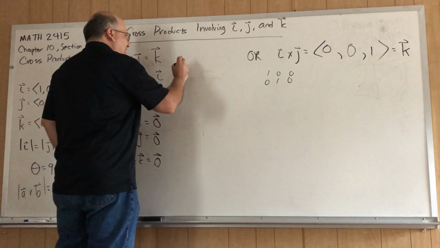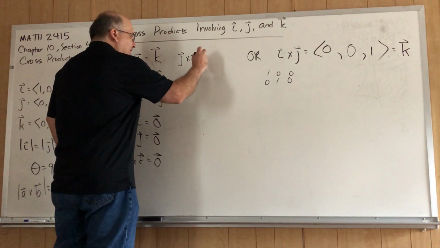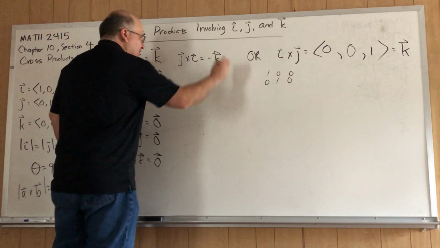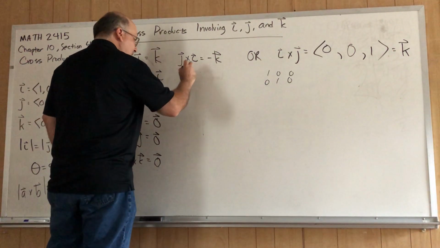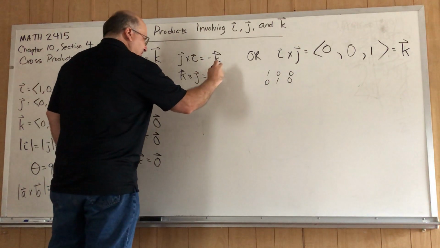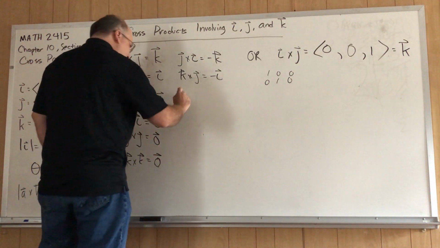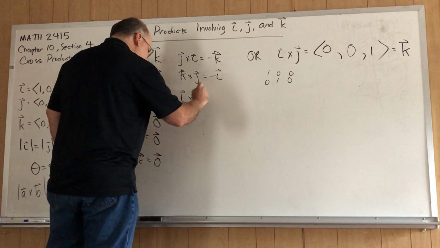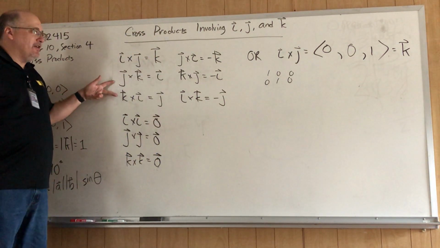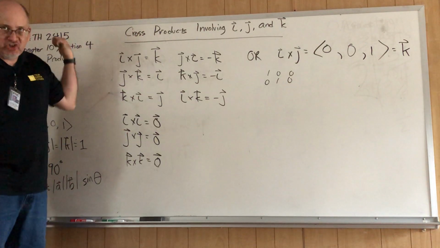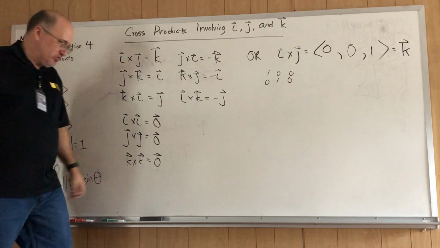So j cross i is equal to negative k. Think about the right-hand rule. k cross j is equal to negative i. And i cross k is equal to negative j. And remember, I just told you these two. I didn't verify them like we verified i cross j is equal to k. I'm telling you it's the results of them.